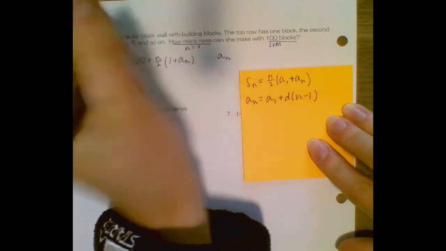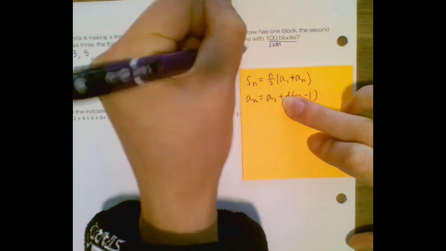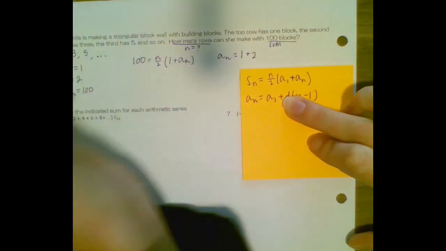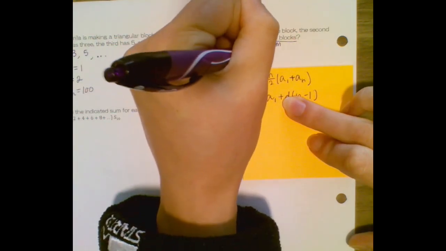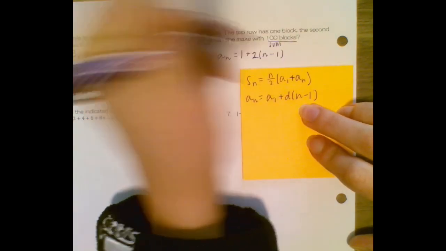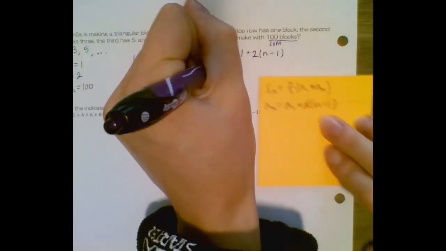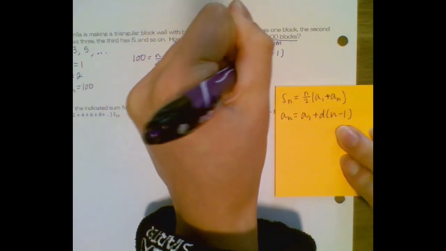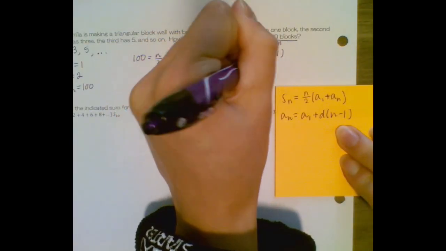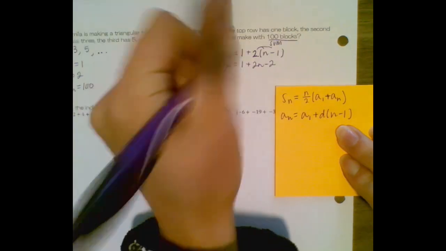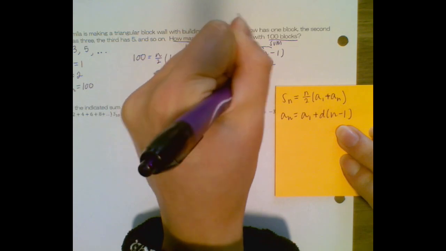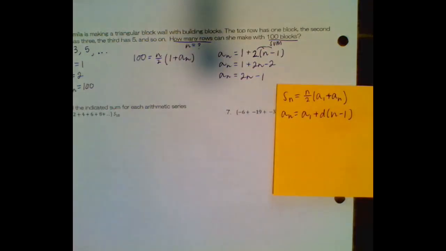A sub n is equal to a sub 1, which is 1, plus our common difference of 2, times n minus 1. Let's simplify this off to the side here. So we get 1 plus 2n when we distribute the 2, minus 2. 1 minus 2 is negative 1. So a sub n equals 2n minus 1.